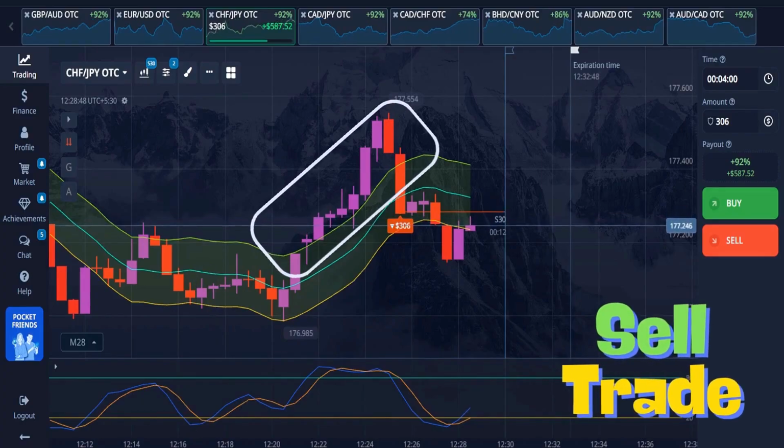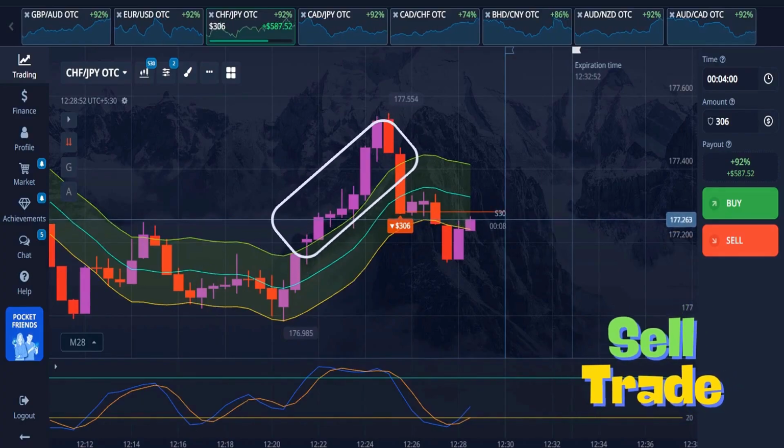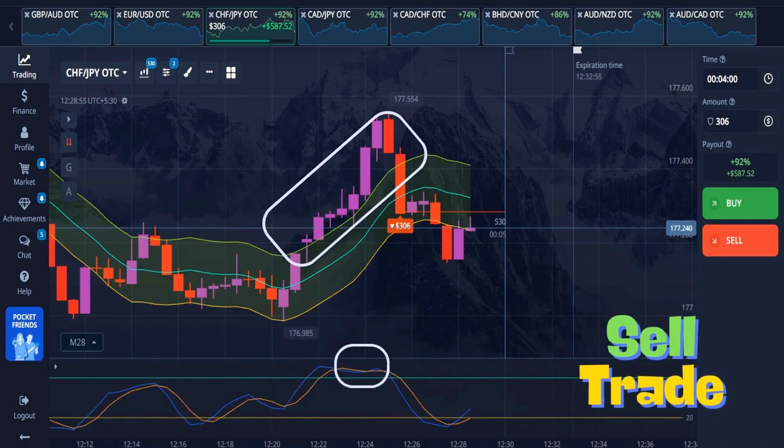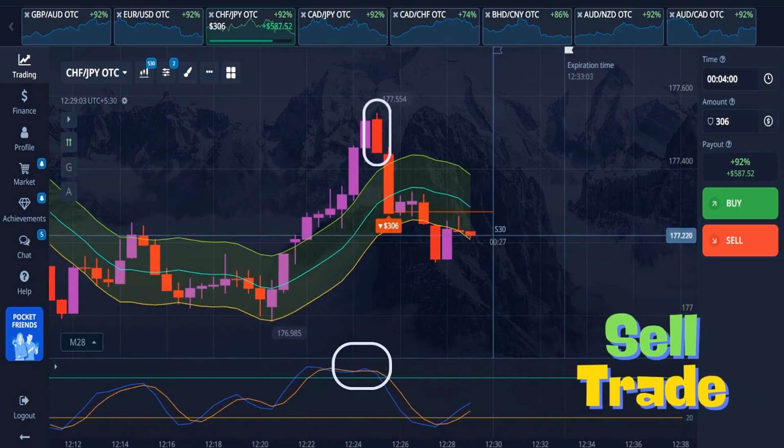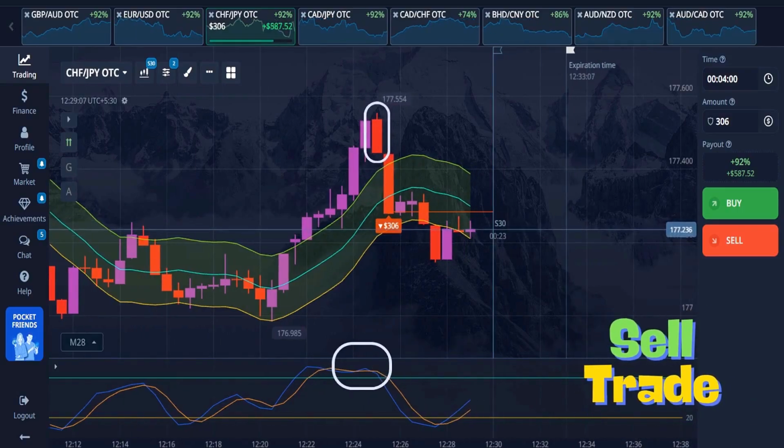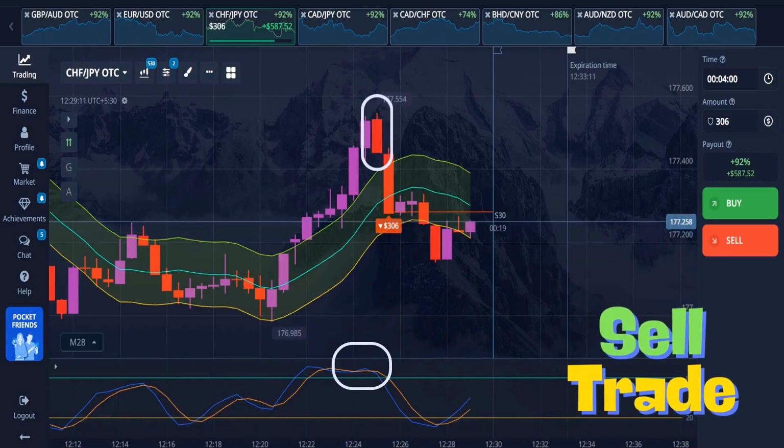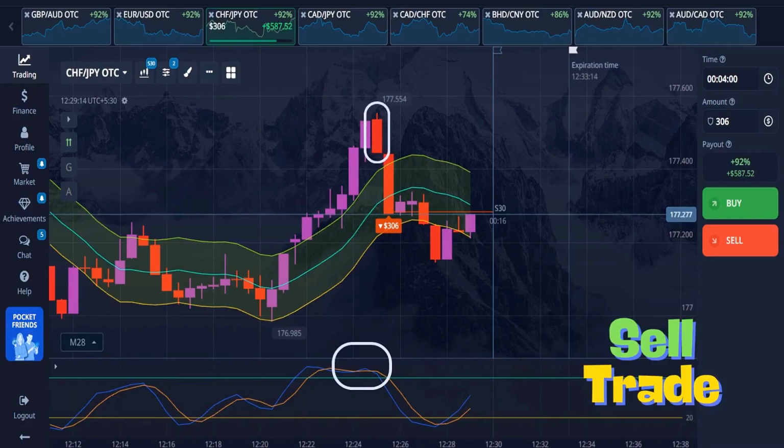Sell trade. Wait for the price to touch or go above the upper line of the envelopes indicator. Check if the stochastic lines are crossing each other. Then wait for a bearish, red candle to confirm the trade. Once confirmed, take a sell trade with 4 minutes expiry.